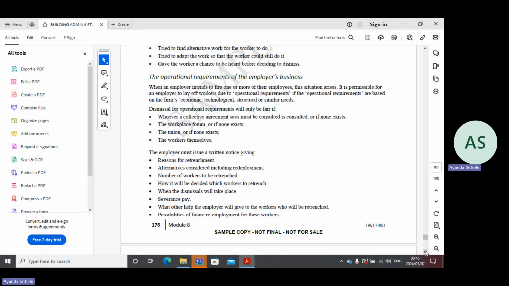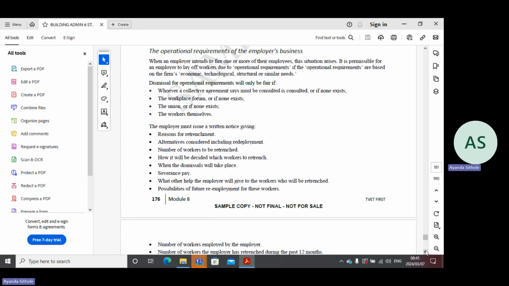So the employer must issue a written notice giving the reason for retrenchment, alternatives considered, including redeployment, the number of workers to be retrenched, how it will be decided which workers to retrench, when the dismissal will take place, severance pay, what other help the employer will give to the workers who will be retrenched, and possibilities of future re-employment for these workers.